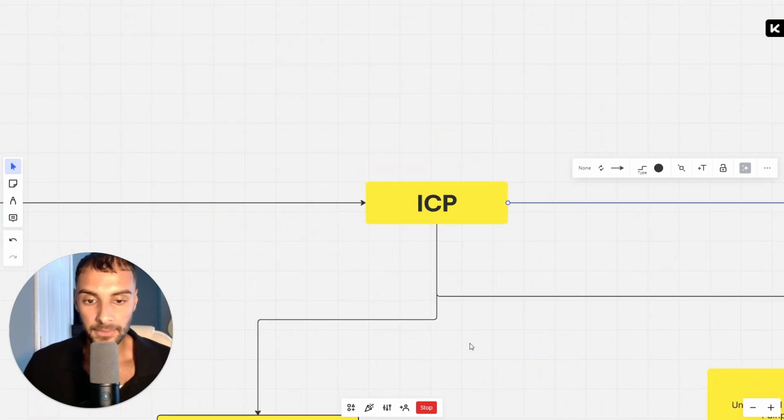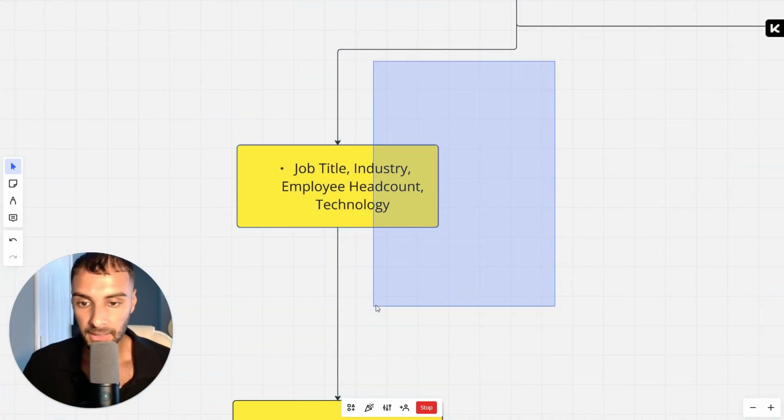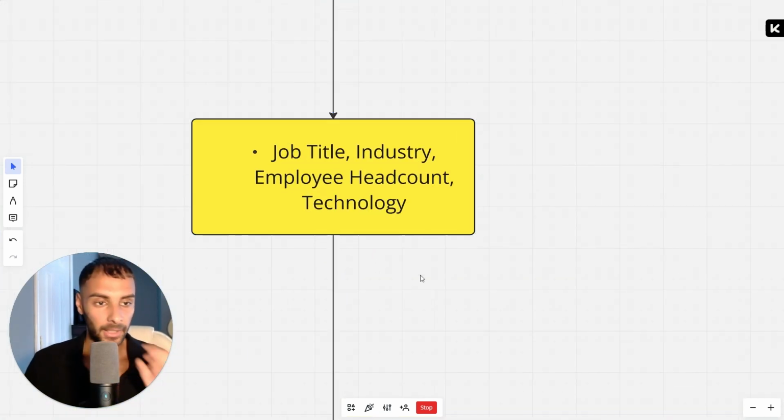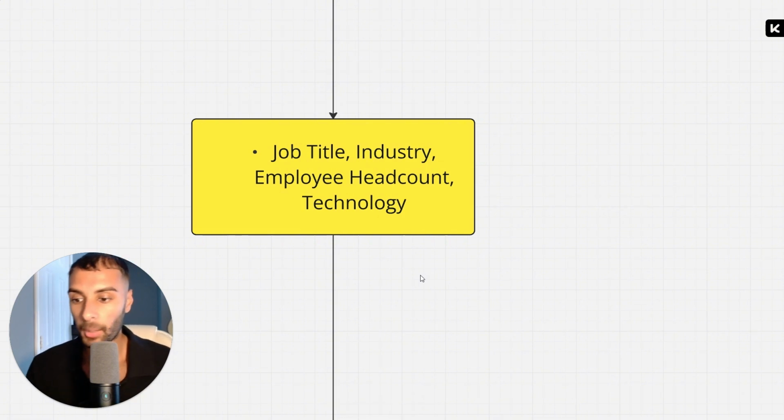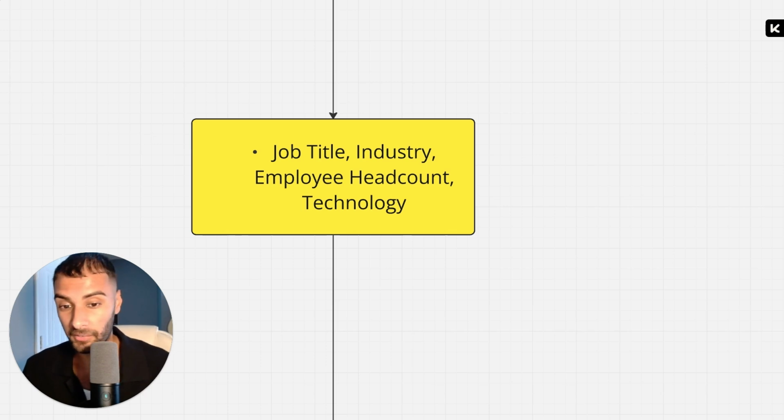So there's gonna be two steps that you're gonna do for ICP, right? The first thing is you're gonna figure this out first. You're gonna figure out, okay, what exactly is my ICP? What job title are they? What industry are they? What employee headcount are they? What technology are they? And another thing you can add is geographical location if that matters to you, right?